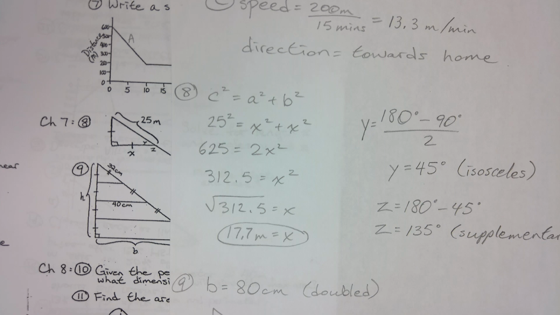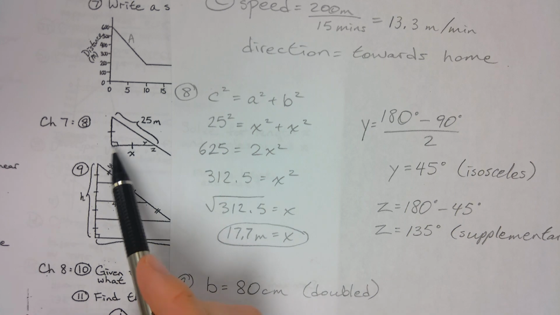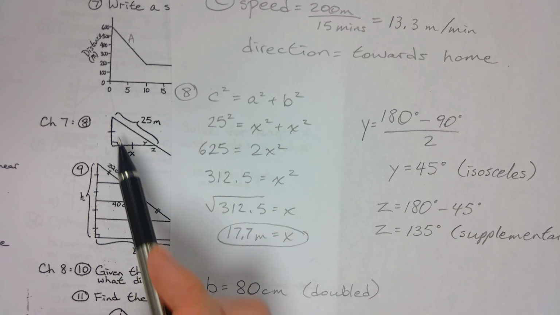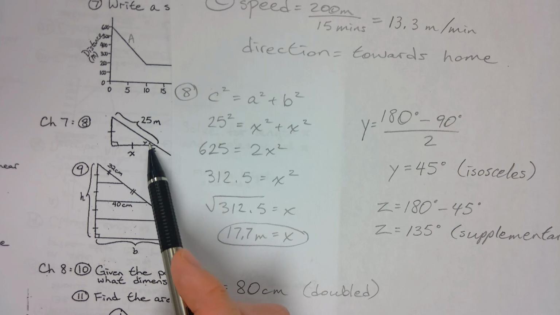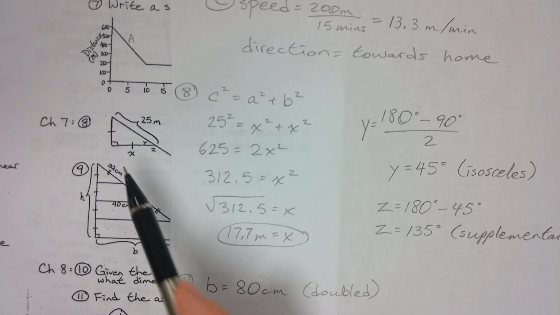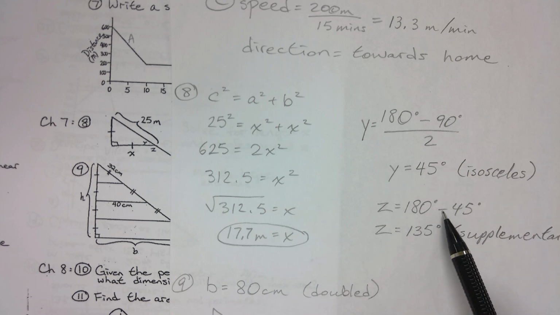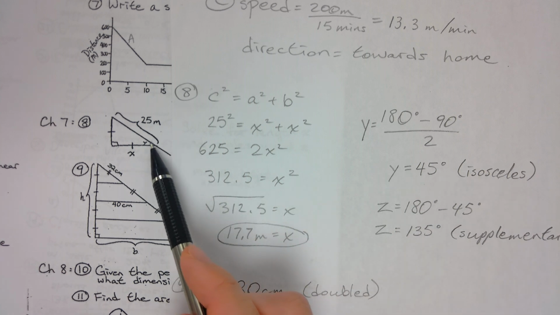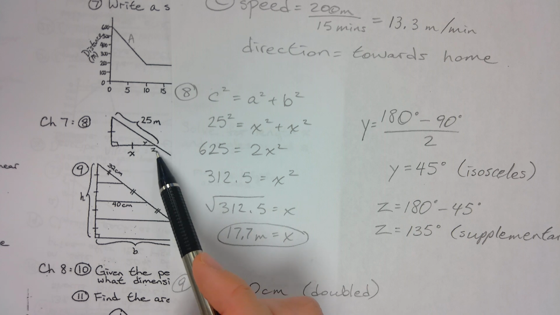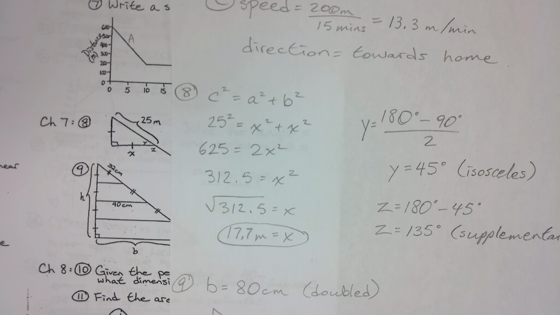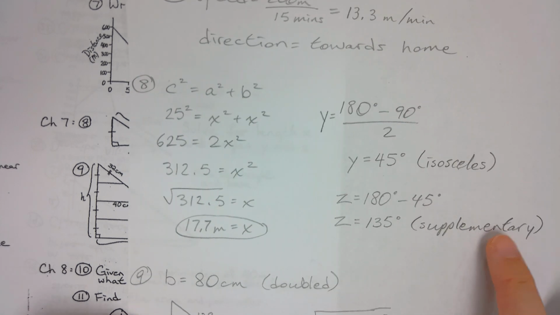Y and Z are angles. So if you know this is a 90-degree angle and it's an isosceles triangle, that means this has to be 45 degrees. Because reason, isosceles. And when you subtract it from the 45, you'll get the supplementary angle, which is 135. And this is how you spell supplementary.